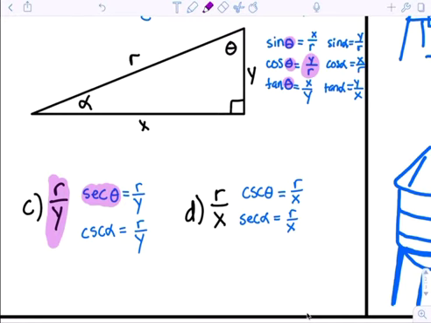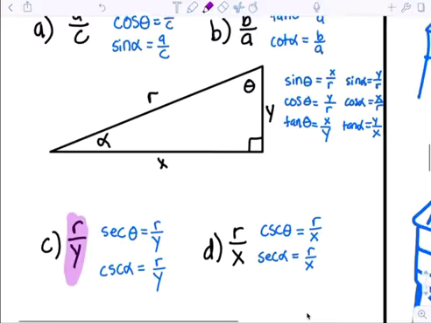So we got our theta, now we gotta look at our alpha, right? When we look at our alpha, I notice that this is really close to resembling r over y. We just need to take the reciprocal. So the reciprocal of sine is basically cosecant, so cosecant of alpha. Okay, so let's look at our other one.